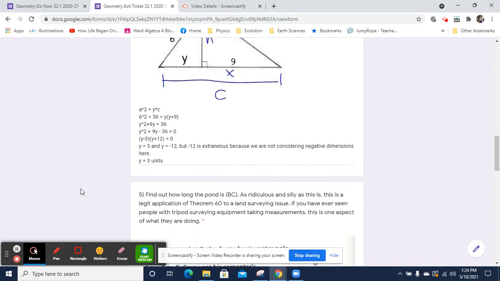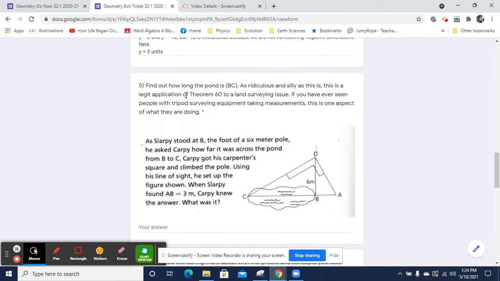All right, let's take a look at 5. With 5, we've got this pond here. We're trying to figure out how long this pond is. We've got some survey equipment, someone named Slarpy and someone named Carpy, and it's all ridiculous names. But this is a legit surveying type of problem.